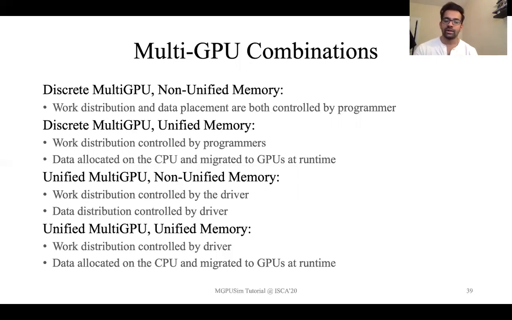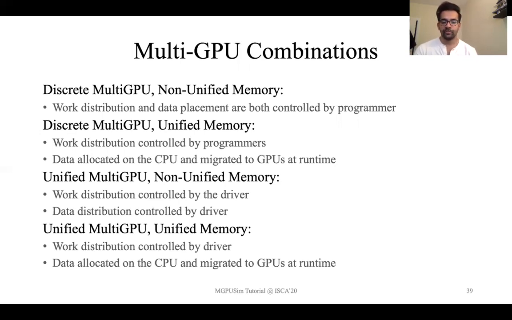The third model is the unified multi-GPU with non-unified memory. In such a scenario, the work distribution is controlled by the driver, and the data distribution is also controlled by the driver. So there's no programmer control here. Since the programmer only sees one GPU, both these things have to be orchestrated by the driver. So the driver would internally distribute this data before the kernel launch happens. The mem copies still happen before the kernel launch. However, the user does not do this distribute action, and the driver does it on the user's behalf.